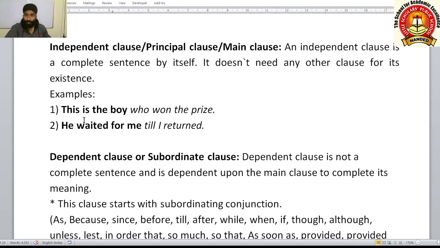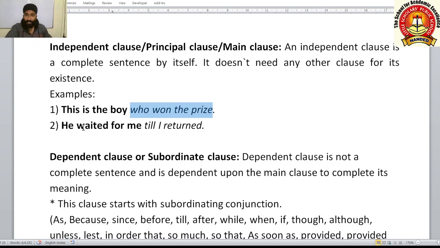Like in this example, this is the boy who won the prize. This is the boy is the main clause here. If you say this clause, this is the boy, it will sound meaningful. And if you just say this clause, who won the prize, it will not sound meaningful. This is why this is a dependent clause.